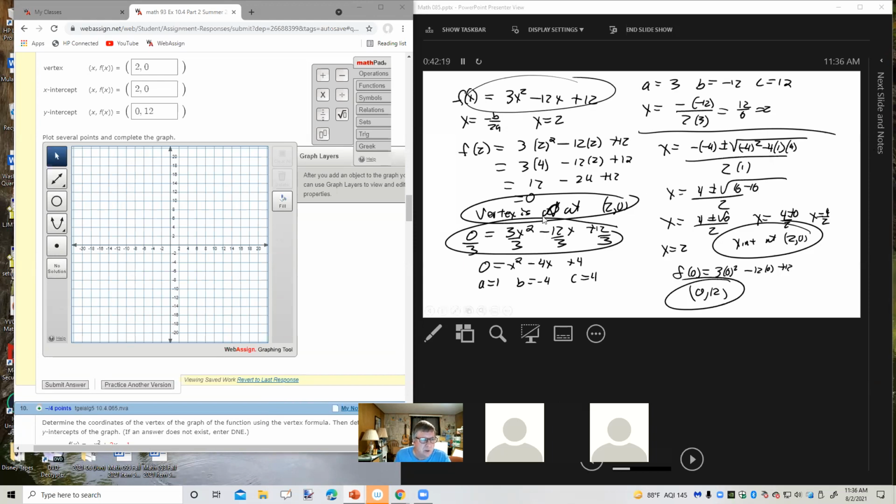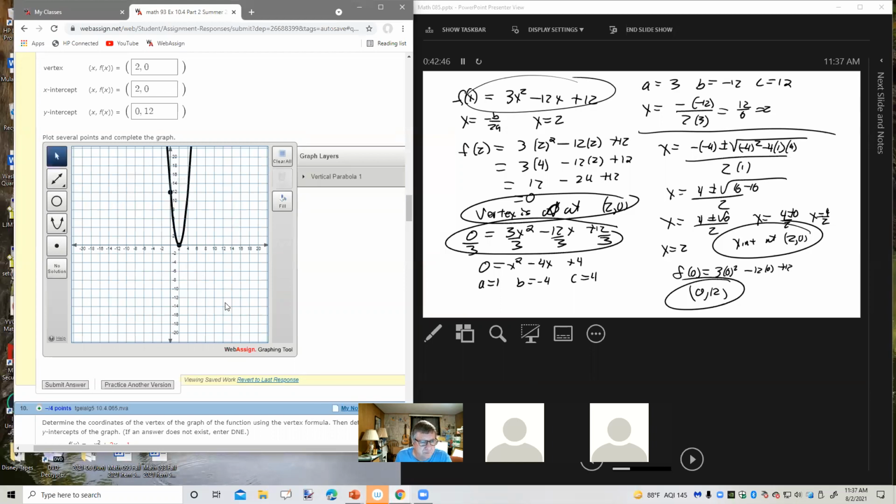Okay, so to graph this thing, I need 2 points. I click on this till it turns blue. I'm going to graph the vertex. Oh, notice the scale. On this, each square is 2 units. So 2, 0 is right there, not over here. Okay, now I need to plot another point. Well, I've got the y-intercept at 0, 12. So there you go.